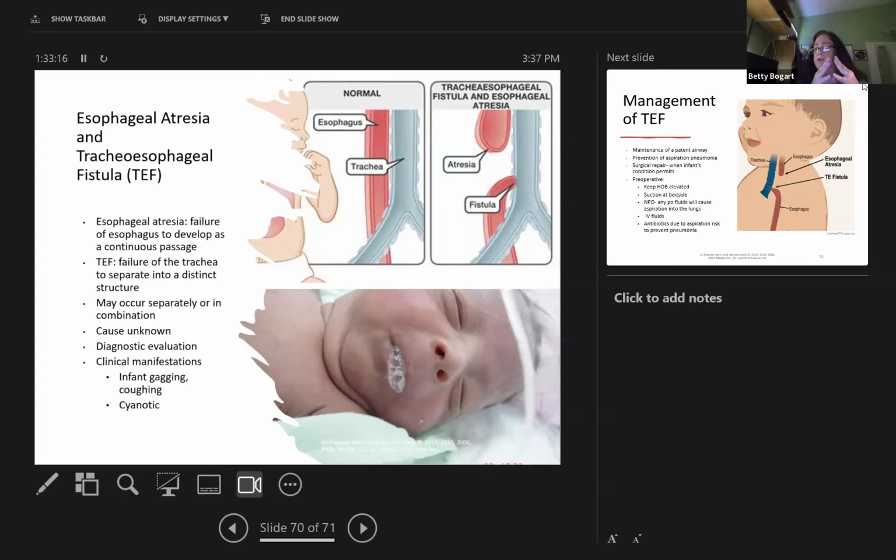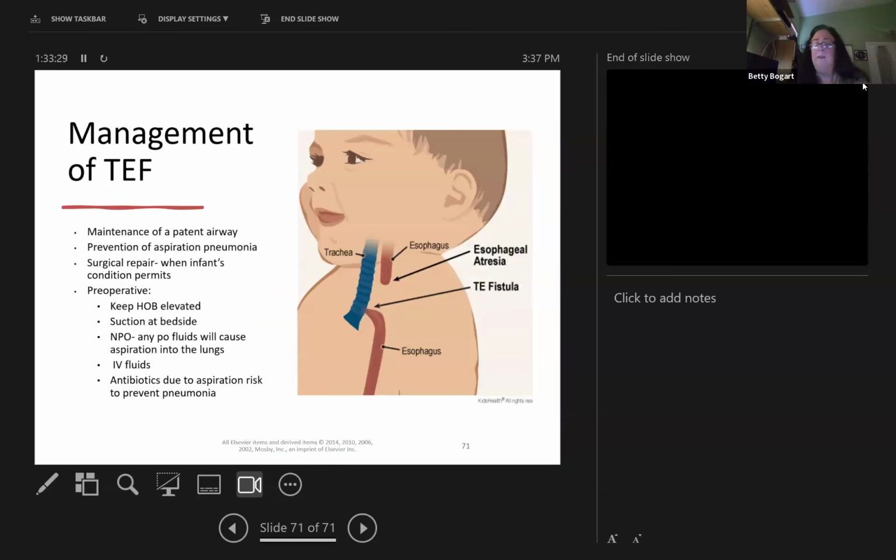Okay. What will these children look like? They're going to be gagging and coughing, and because they can't get their breath, they can become cyanotic. How are you going to maintain these kids? Well, you need to keep the airway open and prevent aspiration pneumonia, which means you're not going to feed them. You will have them do surgery, but sometimes they don't do it right away, depending on the child, the condition, other conditions with them. These children are normal mentally. It's just they're not connected.